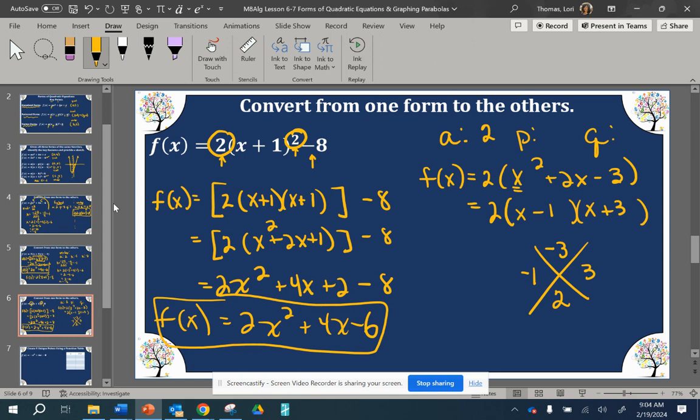Our p value is 1. Our q value is -3. And we have factored form. Again, all three forms.